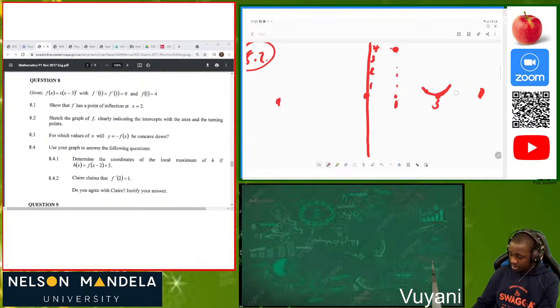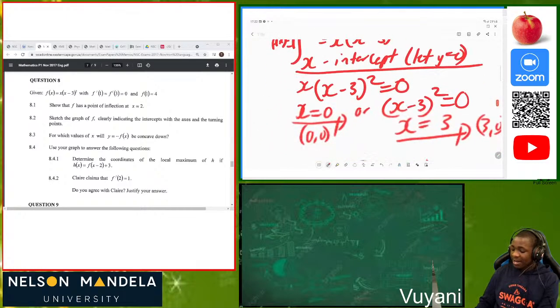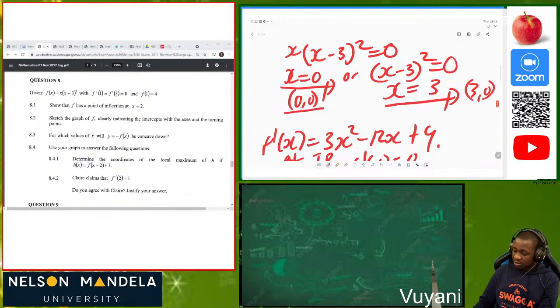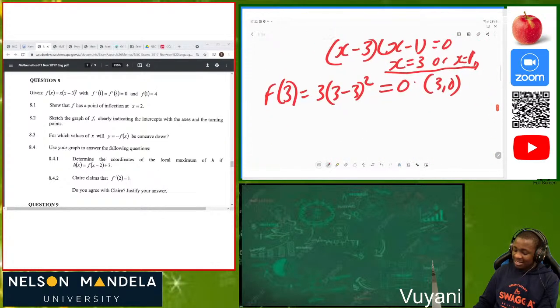And let me just remove this one here so that we go all together with the same pace. Okay, so we started by determining the x-intercept. Then we found the x-intercepts are (0, 0) and (3, 0). Now we are determining the stationary points.